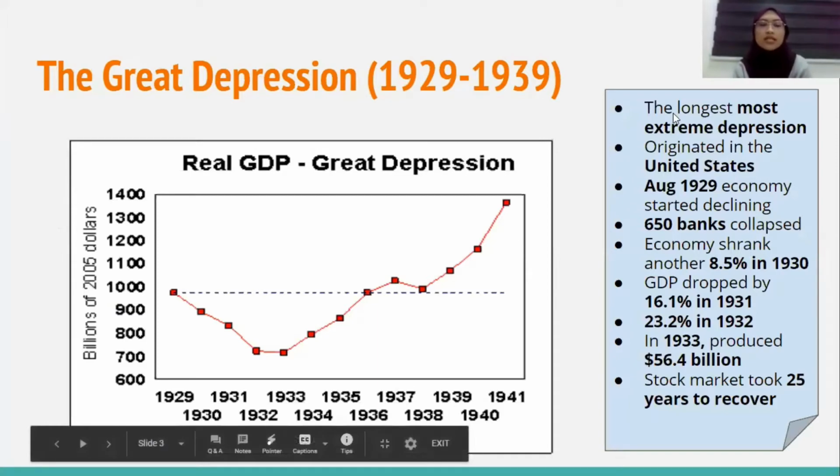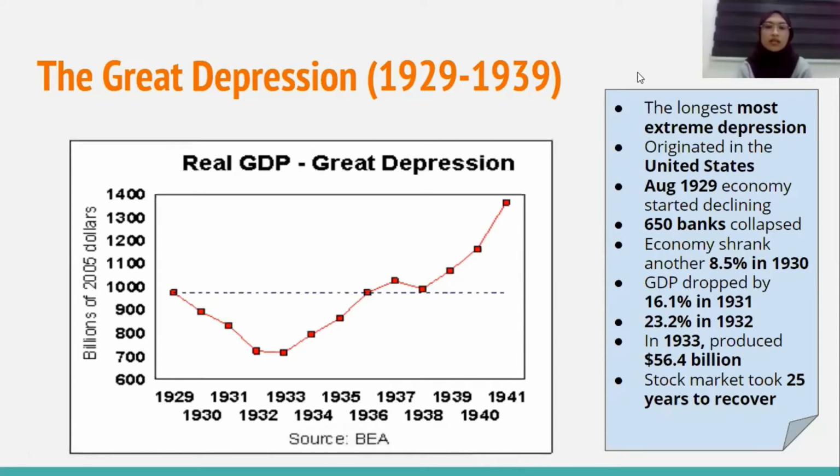So we'll be discussing the Great Depression that happened from 1929 until around 1939. The Great Depression is the longest, most extreme depression, a profound shift in economic structure, economic theory, and also macroeconomic policy. As it originated in the United States, it also gave a significant decline in productivity, severe unemployment, and acute deflation in almost every other country in the world.